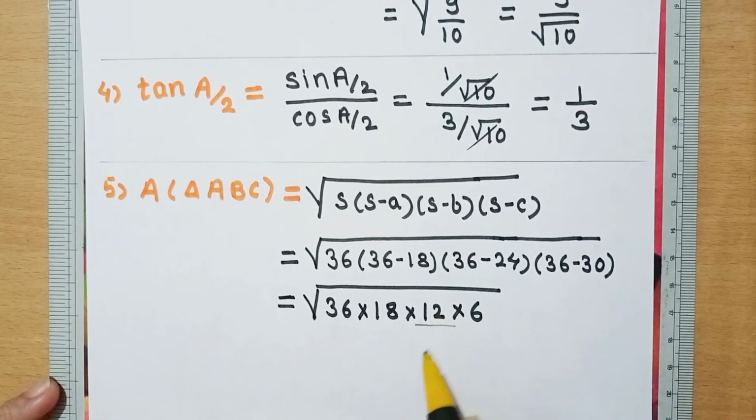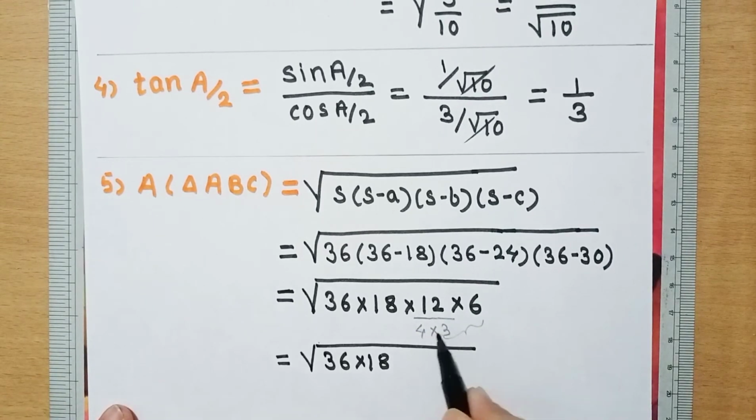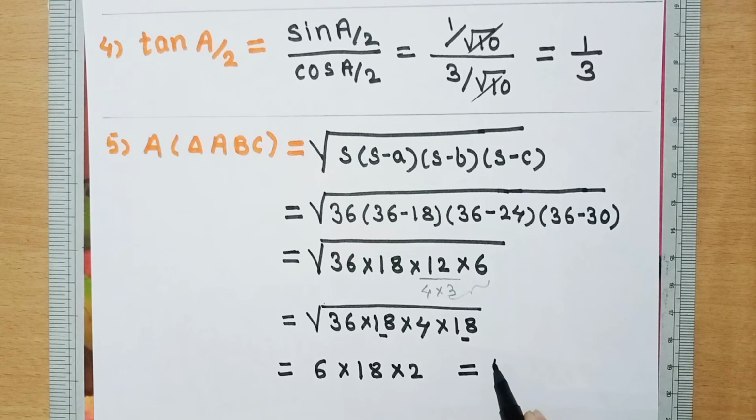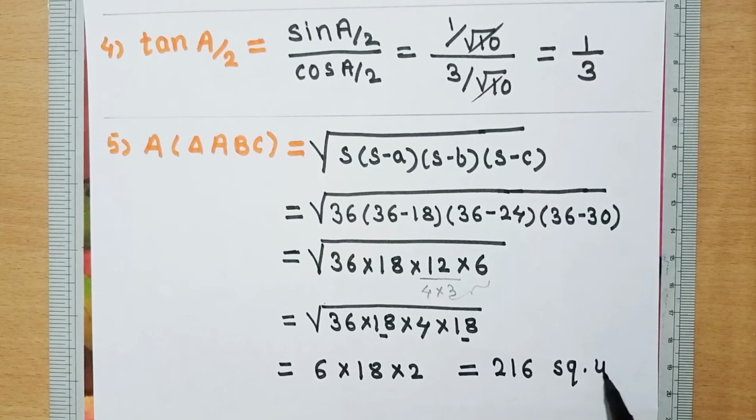We will split 12 as 4 3s are, and we will multiply here. So here we will write this 4 and 6 3s are 18. Now find the square root. Square root of 36 is 6. Then 18 2 times, so write down ones, and this is 2. And this multiplication equals 216 square units.